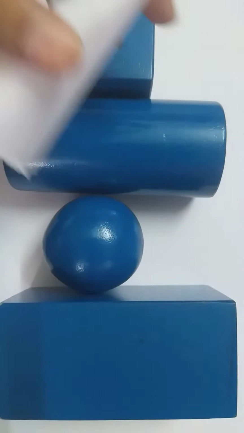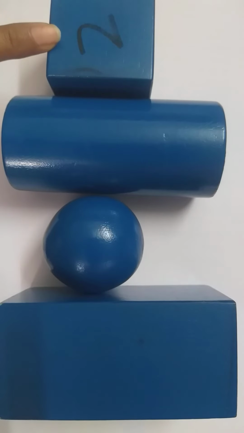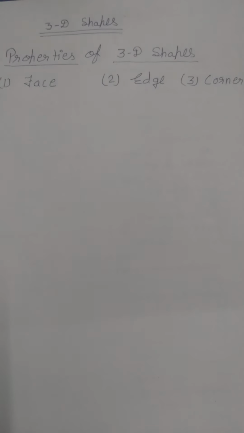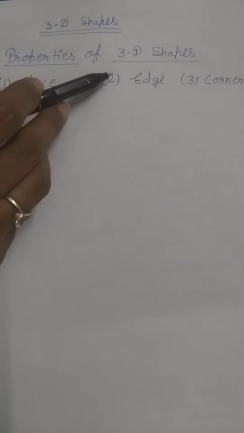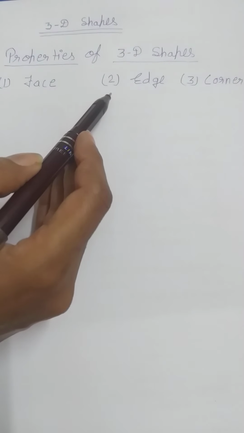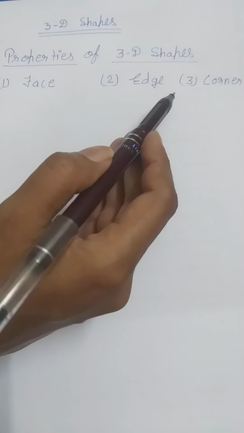Okay students, so let's start with the properties. We will start with the 3D shapes' properties. First of all, we will see the cube's properties. For that we have to know what faces, edges and corners are. Today we will learn all properties of 3D shapes. First property is face, second property is edge and third property is corner.